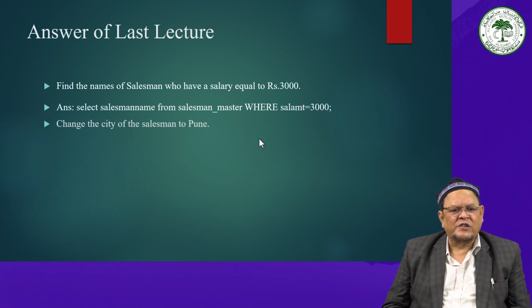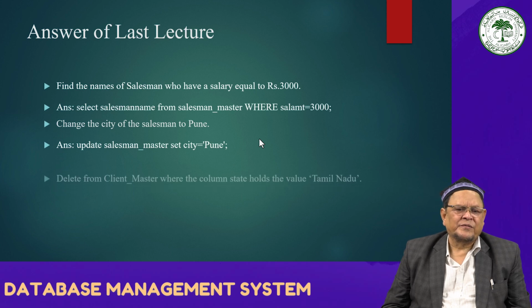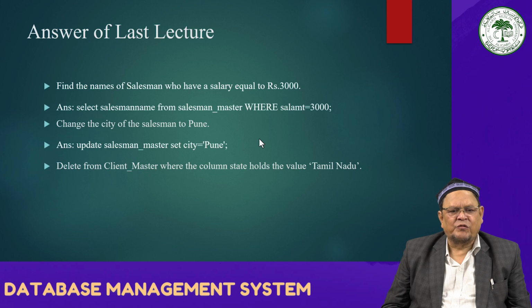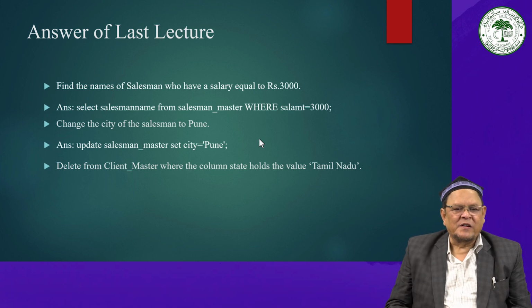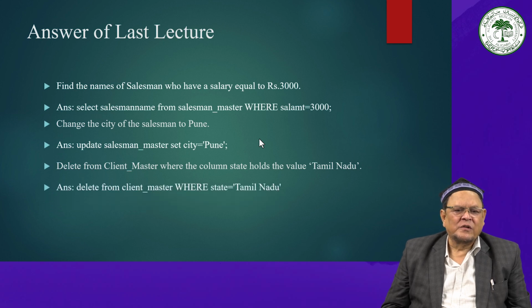The next question was, change the city of a salesman to Pune. The answer is, update salesman master set city is equal to Pune. The next question was, delete from client master where the column state holds the value Tamil Nadu. The answer is delete from client master where state is equal to Tamil Nadu.